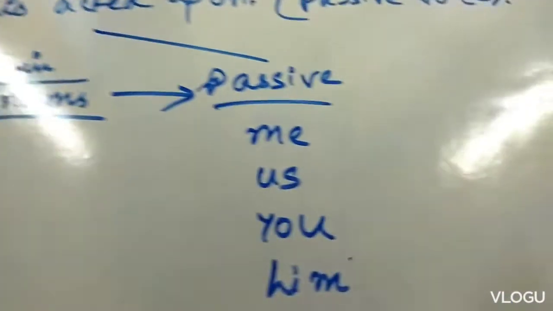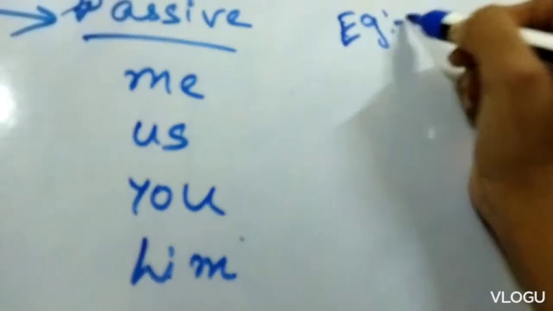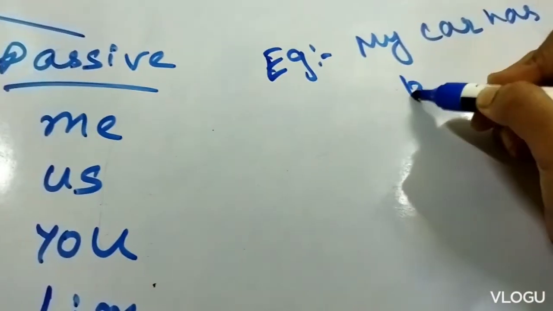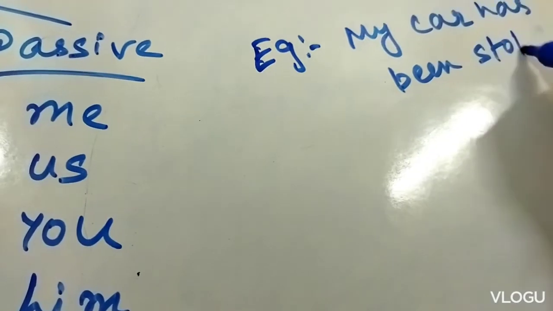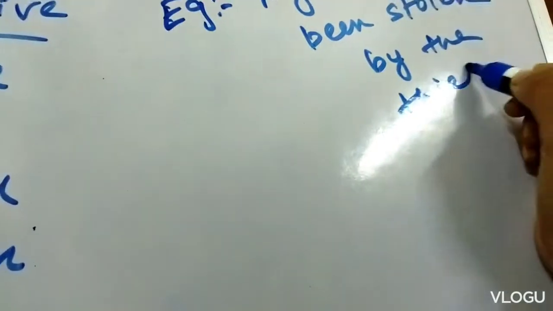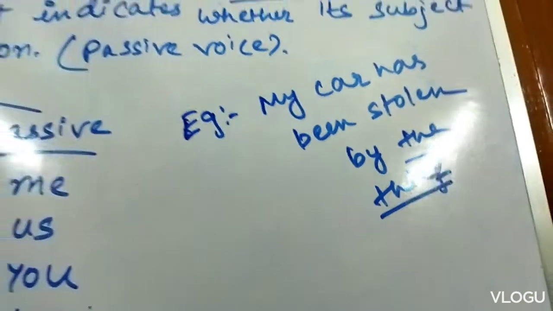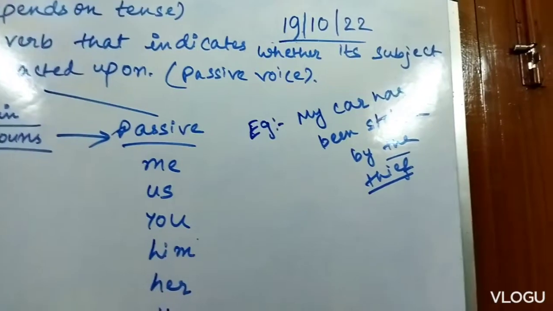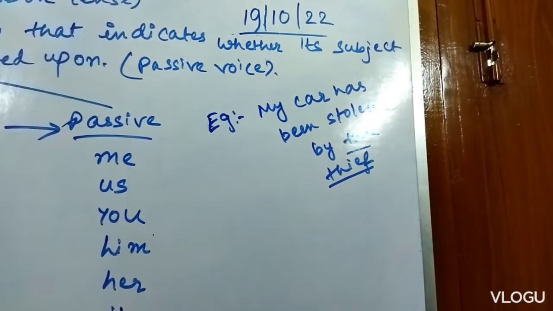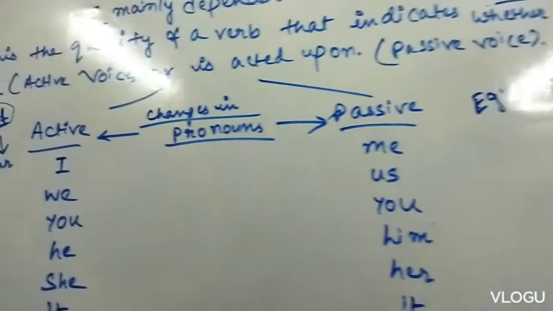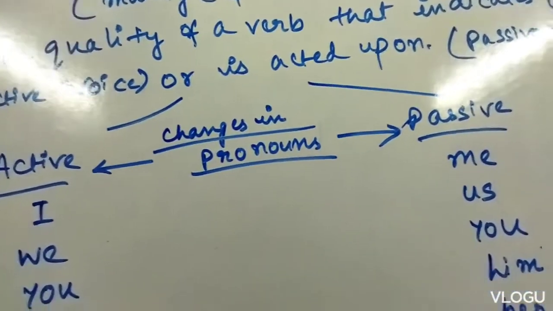Suppose we take the same example. Then in passive voice we will say that my car has been stolen by the thief. So here the subject is acted upon and so we call this passive voice. Okay? And we will know all this rule-wise. But first of all, we need to know the changes in pronouns in both the active and passive voices.